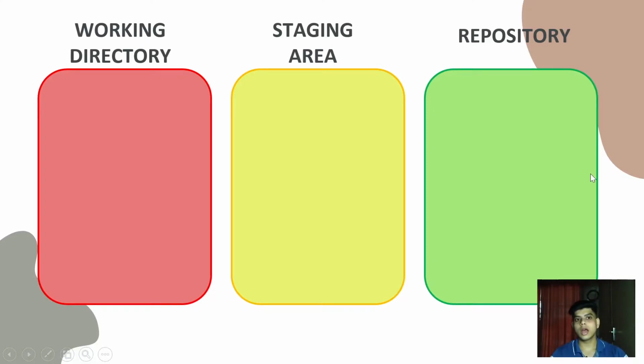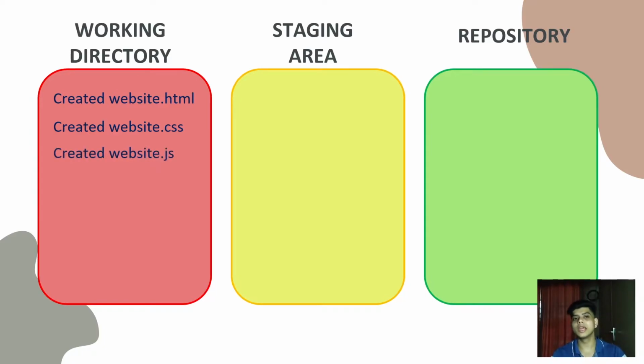I would start working in the working directory. Let's say I'm making my website. What would I need? I would need a website.html, so I'll create a file named this. I also created a CSS file, since with HTML you need CSS. And then let's say we also added some JavaScript to add some cool effects. So we are working in this working directory. Let's say we made a landing page.